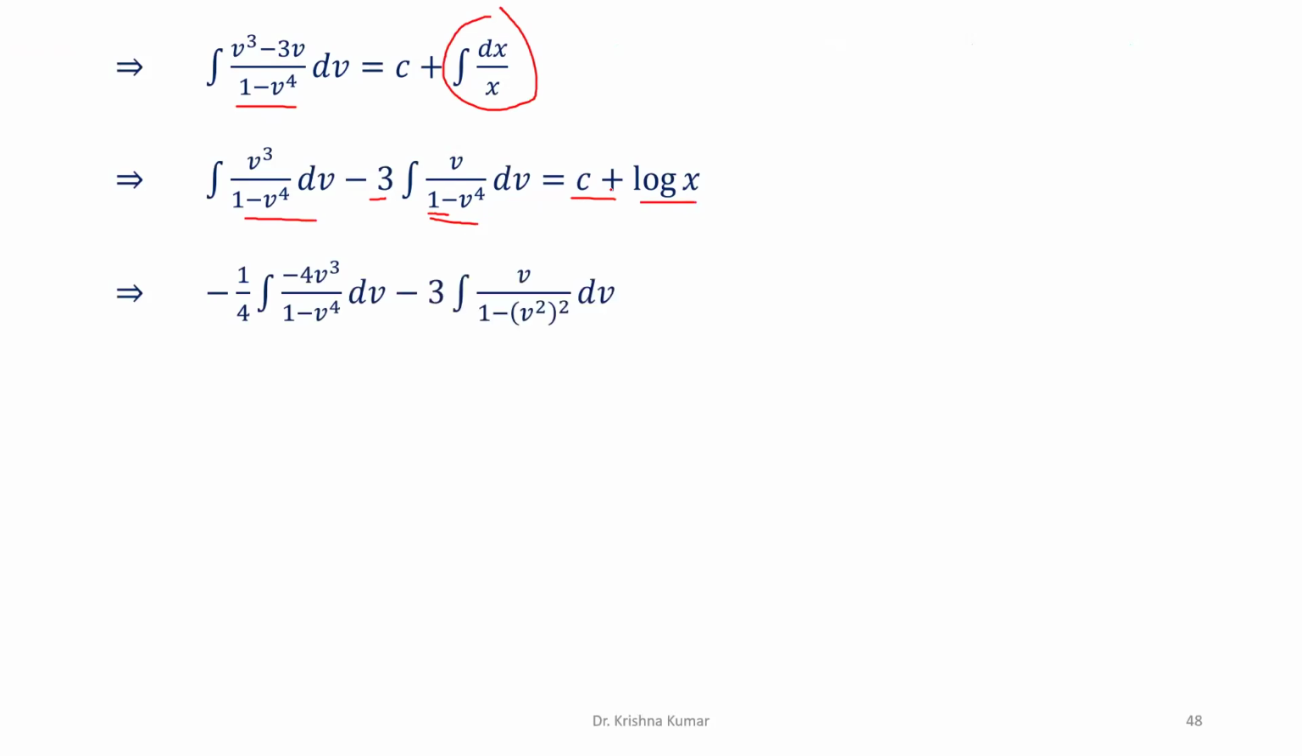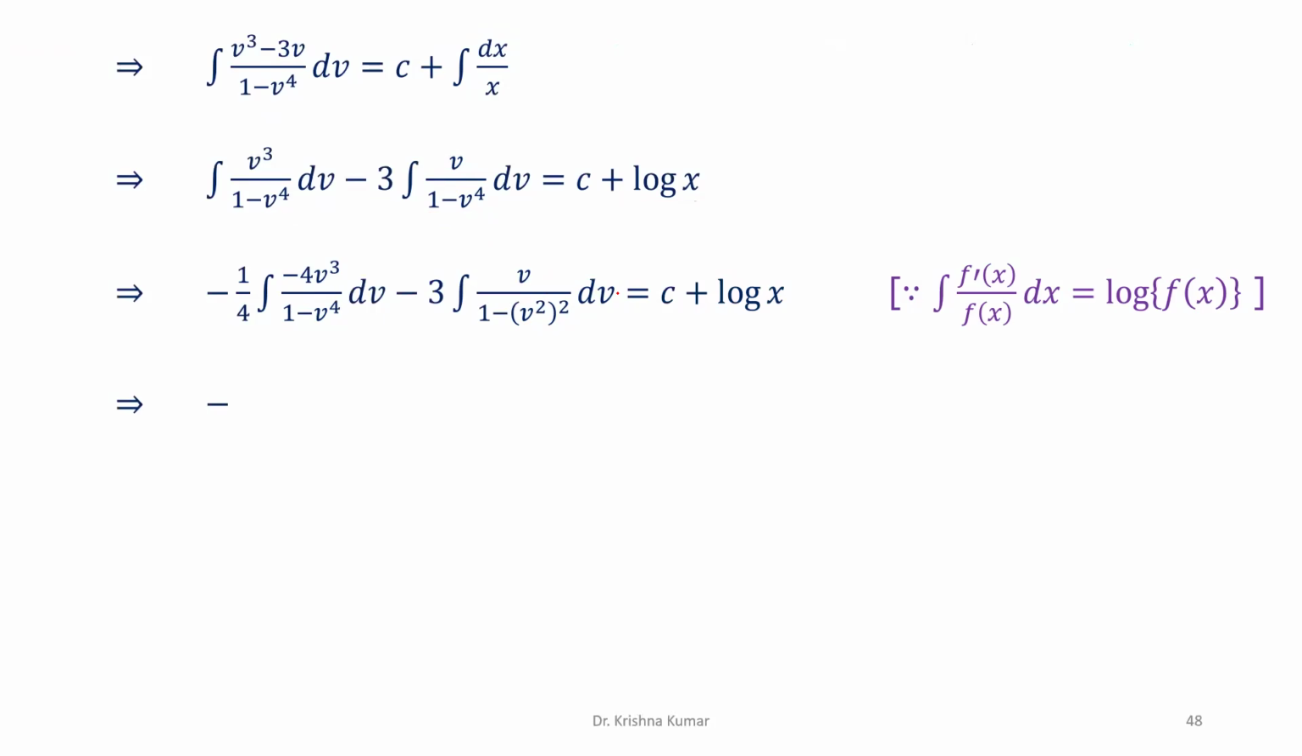So now what we are doing, we are multiplying and dividing by minus 4 to the numerator and denominator, so that if we take 1 minus v to the power 4 as t, then minus 4 v cube dv is nothing but dt. And similarly, in the second integral, v to the power 4 can be written as v square whole square, so we are also breaking this one, with respect to v, which is equal to c plus log x.